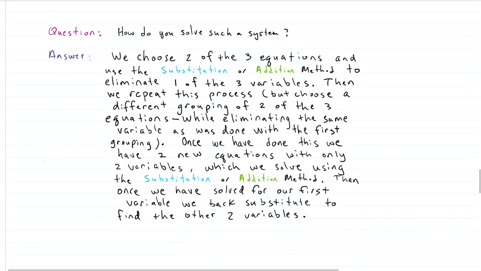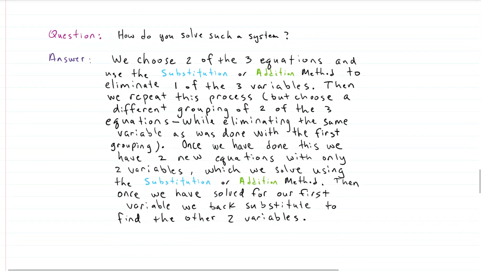So how do you solve these systems of linear equations in 3 variables? Well, they're a lot like systems of linear equations in 2 variables. You use the substitution and addition method, and then you just add one extra step. So what we do is we take 2 of the 3 original equations, and we use the substitution or addition method to eliminate one of the 3 variables that we have. That gives us another equation. We take that new equation that only has 2 variables, and we put it aside.